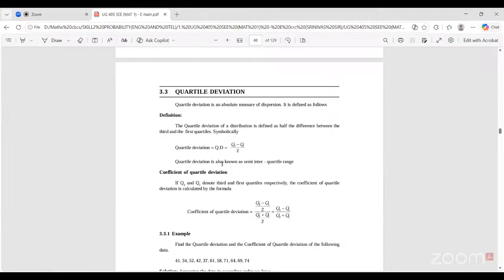So the quartile deviation is Q3 minus Q1 by 2. Now the coefficient: the coefficient means Q3 minus Q1 by 2 over Q3 plus Q1 by 2. As in the range, where we take L minus S by L plus S, here also it is Q3 minus Q1 by 2 over Q3 plus Q1 by 2. The 2s get cancelled, so it is Q3 minus Q1 by Q3 plus Q1. Likewise, the coefficient of quartile deviation is Q3 minus Q1 by Q3 plus Q1, which we are taking here.